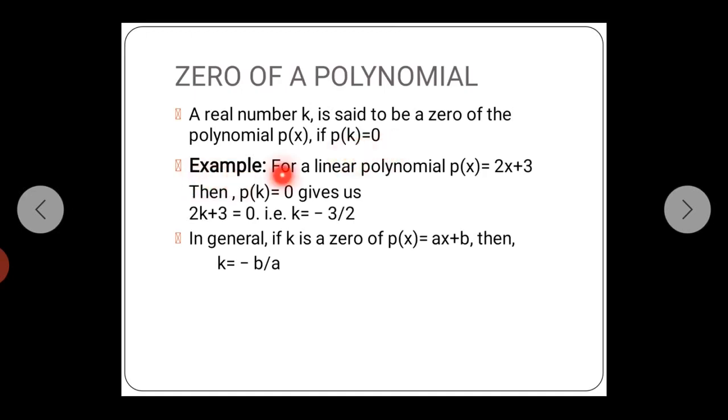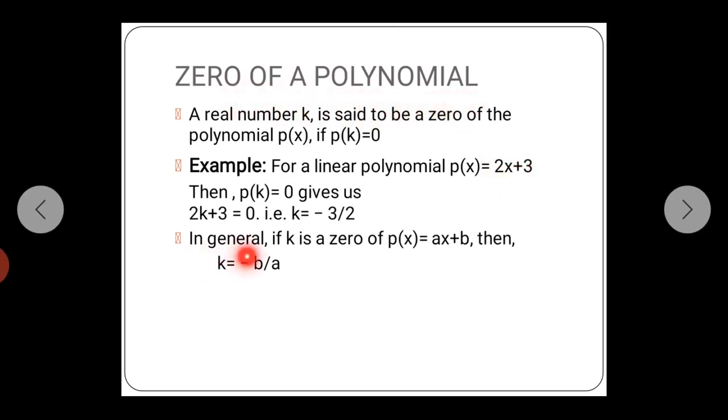For example, we take a linear polynomial, 2x plus 3. If p(k) is 0, then it gives us 2k plus 3 equals 0, that is, k is equal to minus 3 by 2. So this value of k, minus 3 by 2, is termed the zero of the polynomial 2x plus 3. Why is it said to be the zero of the polynomial? Because when minus 3 by 2 is placed in place of x, it makes the whole polynomial equal to 0.